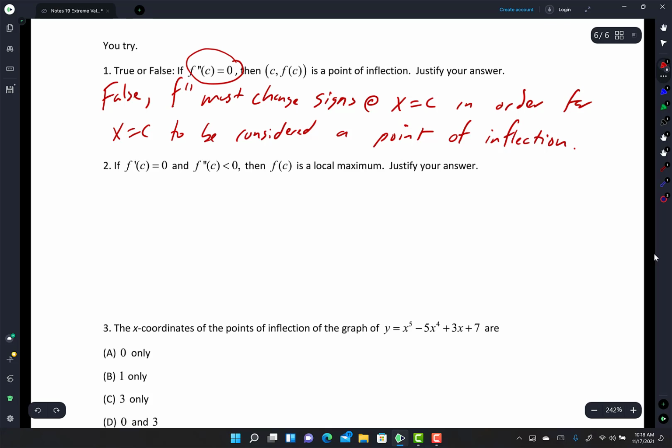Why do we always set the second derivative equal to 0? Because that's a possible point of inflection. That's the only way you can change signs, if you cross the x-axis.